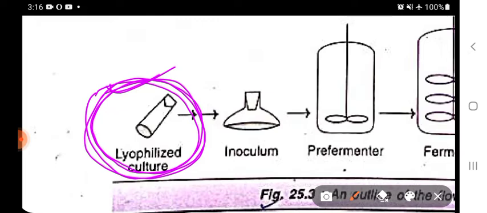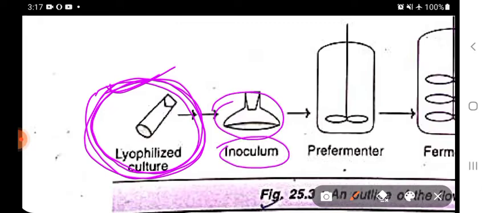Okay, for long periods of time. It is a little bit different from the dehydration technique where we apply heat. Here we apply cool temperature, we apply freezing temperature to freeze and then to remove away the ice crystals formed in the culture. So the lyophilized culture is used as an inoculum here.